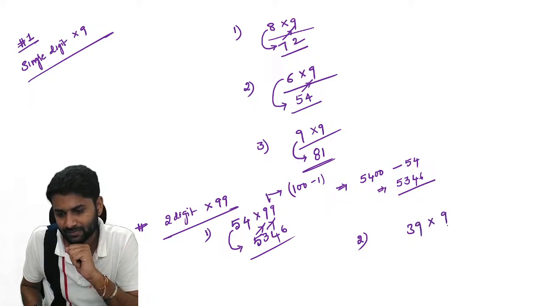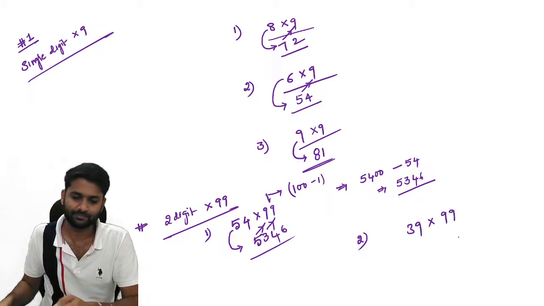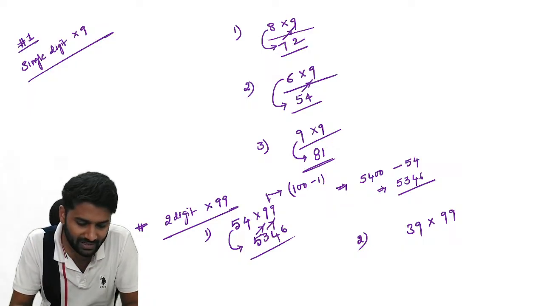Let's go for another question. 39 is multiplied with 99. Give me the answer.